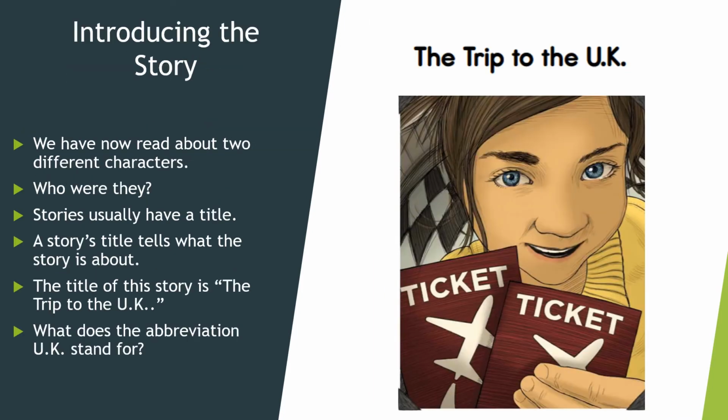Now let's get to our reader. We have now read about 2 different characters. Do you remember who they were? We've read about Beth and we've read about Nat. Now, stories usually have a title. A story's title tells what the story is about. The title of this story is The Trip to the UK. Does anybody remember what the abbreviation UK stands for? UK stands for United Kingdom.